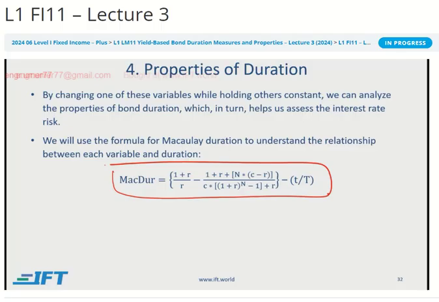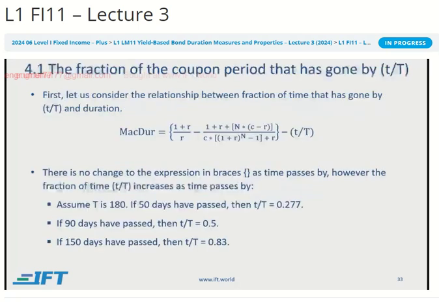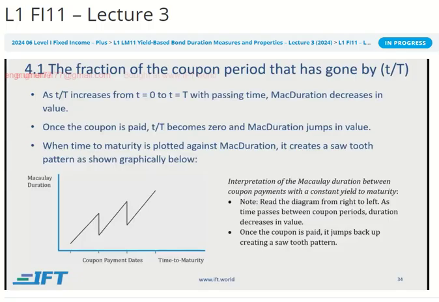But why I am showing you this formula here now is just to help you understand what is the impact on MACD of various properties of a bond, such as its coupon rate being high or low, or its maturity being high or low. So that is what we're going to discuss through this formula, starting with the time to the next coupon.